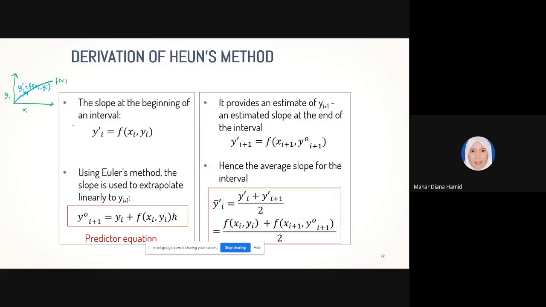So this would be our first step. Our second step is then, using Euler's method, we are going to extrapolate linearly to yi plus 1. So if we try to extrapolate linearly, we'll get the value here.